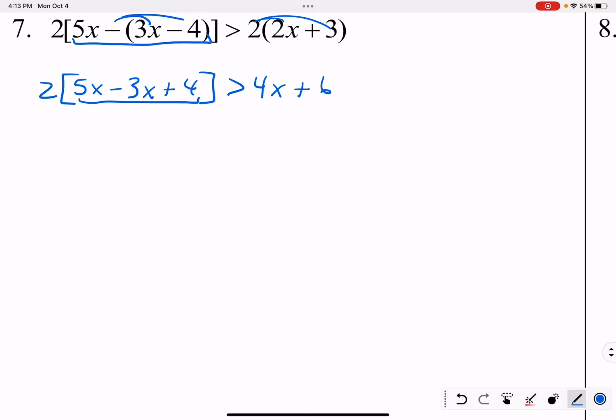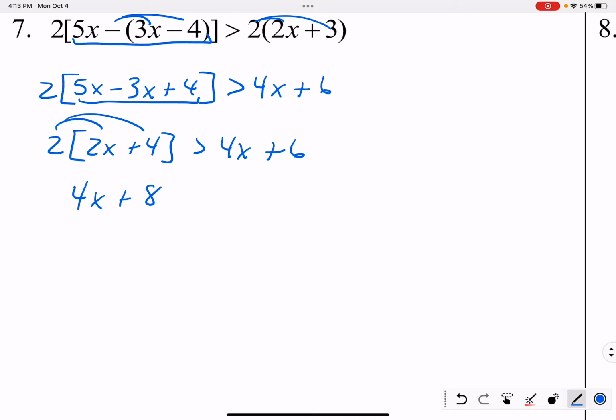Let's clean up the inside of the brackets first. So we have 2 times what's going to be 2x plus 4. The other side will drop it down. Then we'll distribute the 2, so we get 4x plus 8 is greater than 4x plus 6.